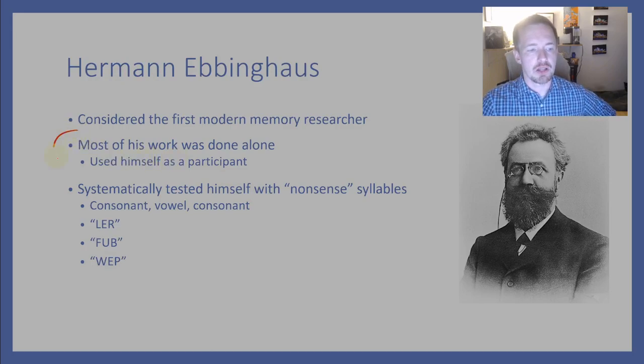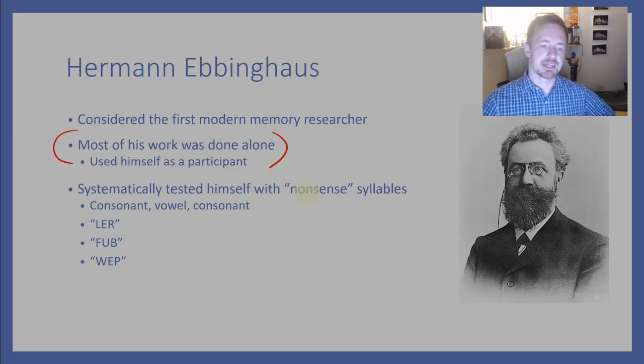And as I mentioned, a lot of his work was done alone. He was testing himself on a list of things, and he would have a very strict regimen of testing himself on nonsense words. Each of these words, and this would be in German, because he was from Germany, would have a consonant, a vowel, and a consonant. So he'd come up with words like lur and fub and wep. These are not actual words, right? These are nonsense. Why is that important?